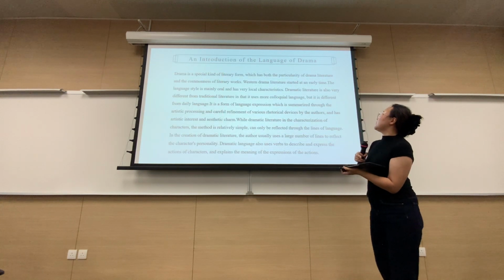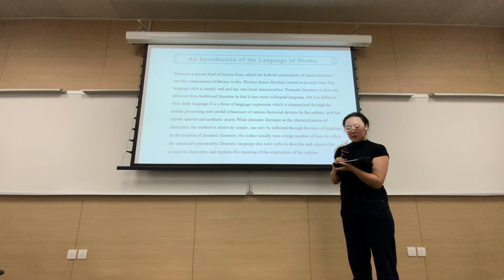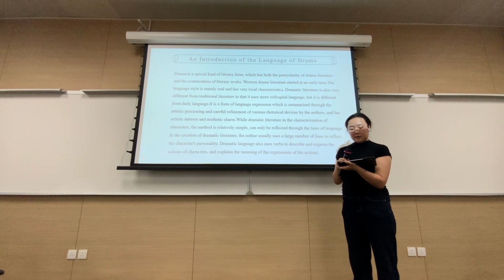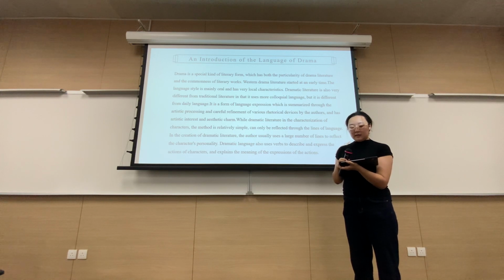And now I will introduce the language of drama. Drama is a special kind of literary form which has both the particularity of dramatic literature and the commonness of literary works. Western dramatic literature started at an early time. It is catchy and can fully express the author's feeling through the language of artistic interpretation. The language style is mainly oral and has very local characteristics. If a drama work wants to be successful, it must first be a model of the use of language. Since drama needs to be actually performed on a stage, its content needs to be catchy and fully convey the ideas that drama needs to convey in a very short time.